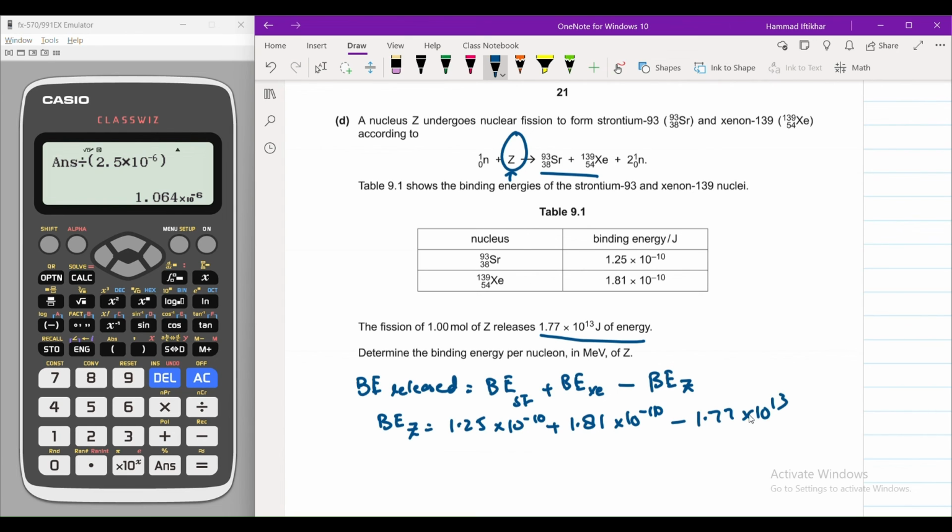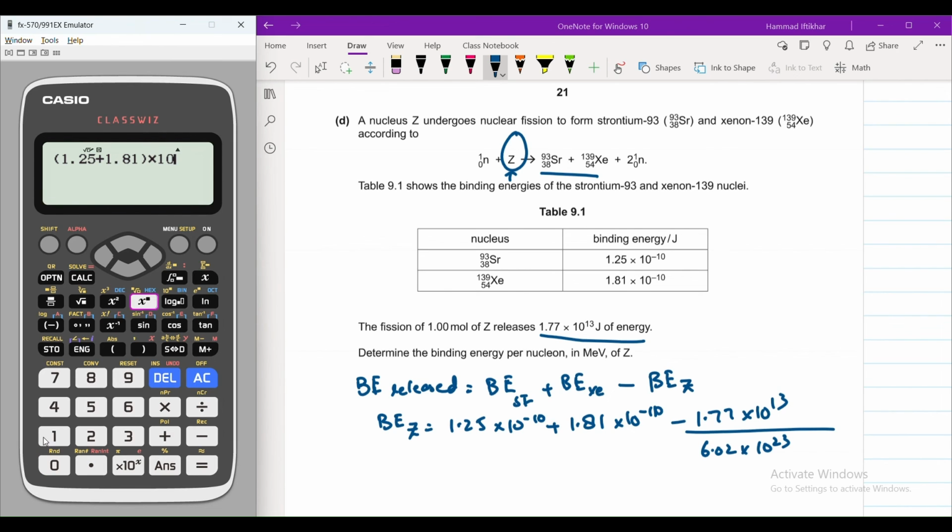So, this is the total binding energy for 1 mole. We need to divide this by the Avogadro's constant, 6.02 times 10 raised to power 23, to find the energy released for 1 nucleus. Since the powers on the two are the same, we can lump them up: 1.25 plus 1.81 times 10 raised to power minus 10, minus the whole.